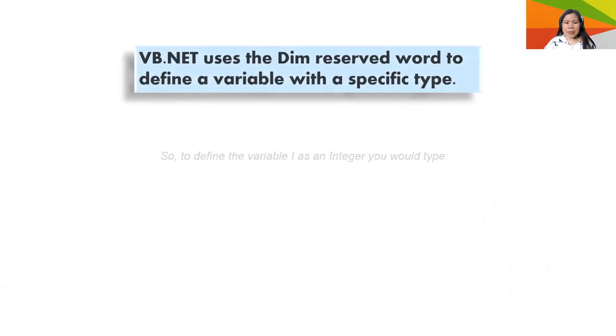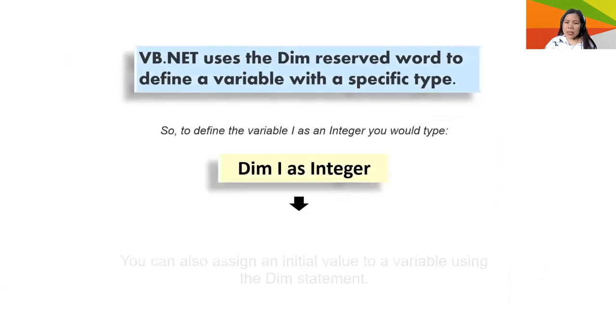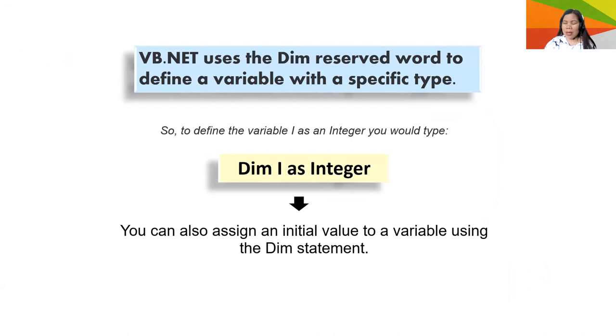Let's move on. So again, VB.NET uses the Dim term in our code because it is a reserved word to define a variable with a specific type. So to define a variable I as an integer, you would type Dim I As Integer. I is a variable, then Integer is its data type. You can also assign an initial value to a variable using the Dim statement.